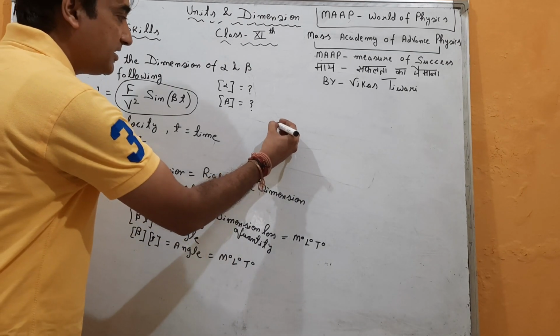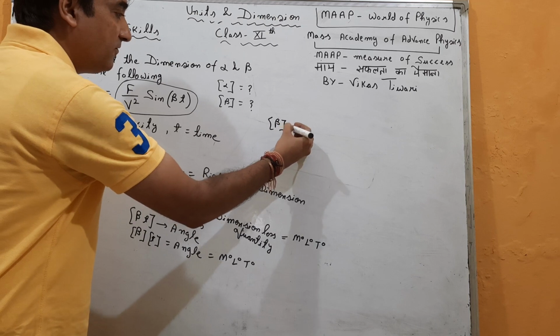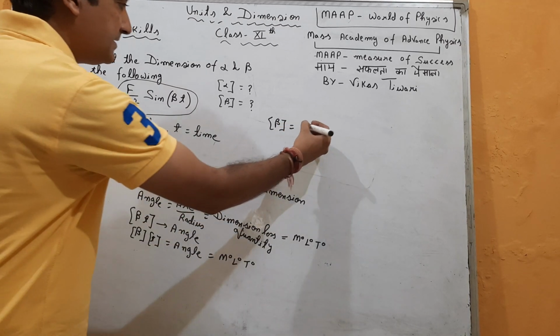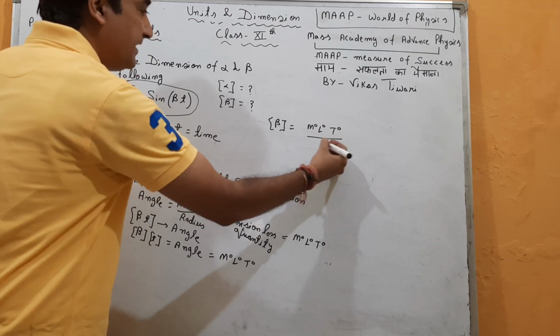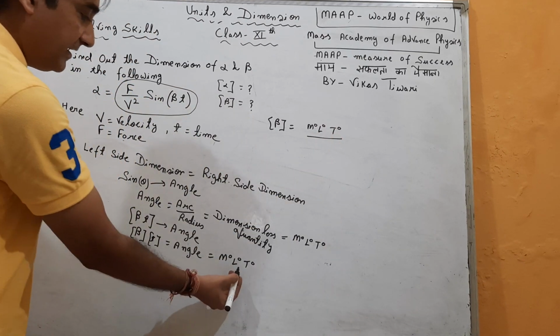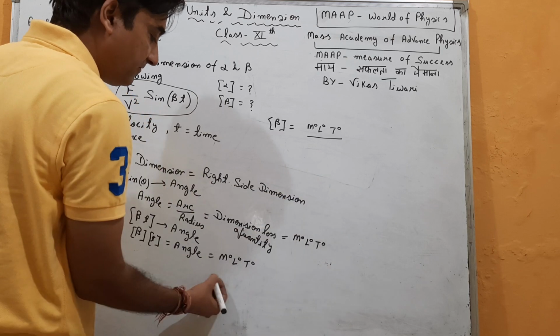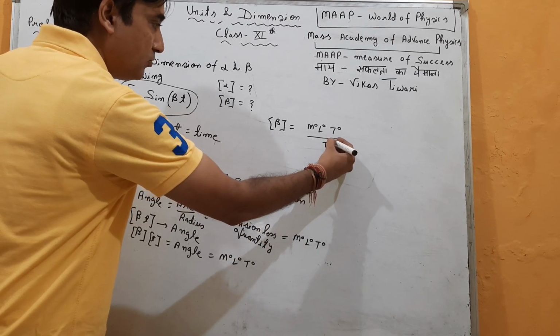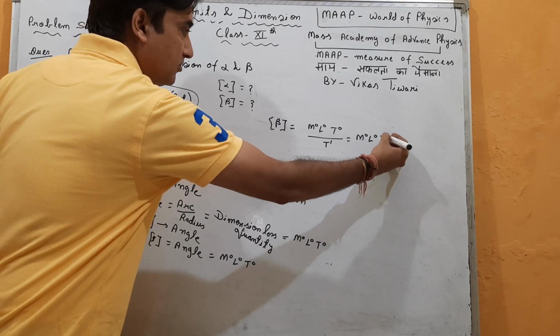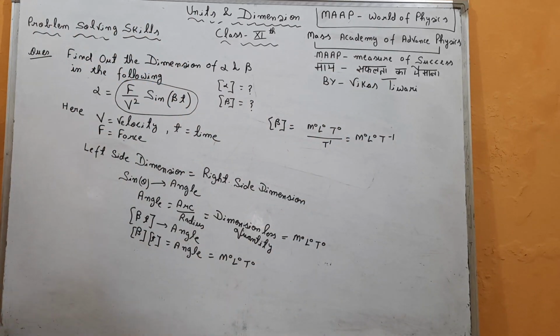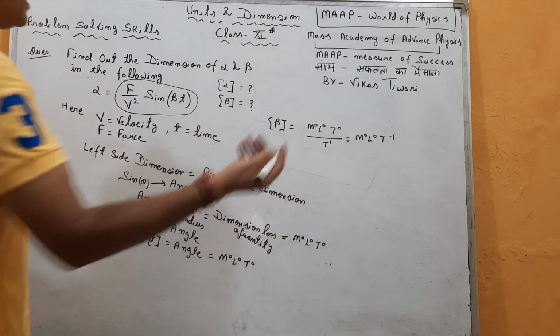So what is the dimension of beta? The dimension of beta can be written as M0 L0 T0 divided by the dimension of time, which is T1, and it can be written as M0 L0 T minus 1. So this is the dimension of beta.